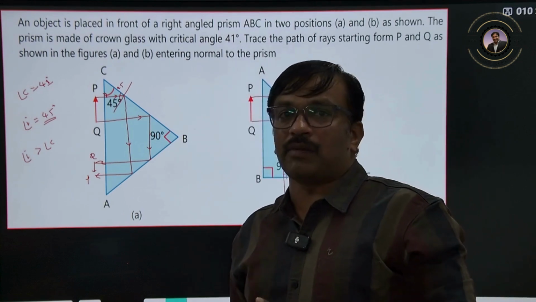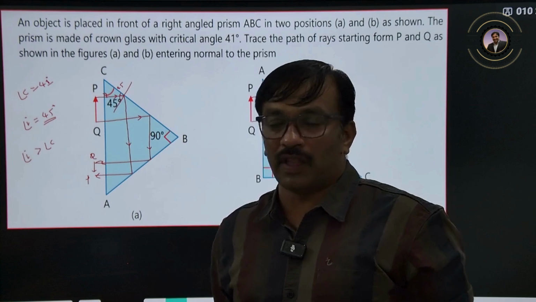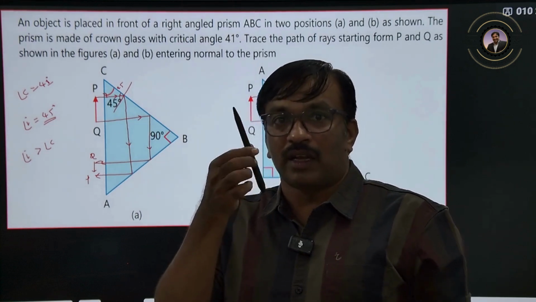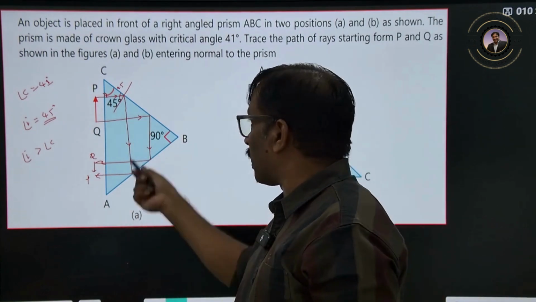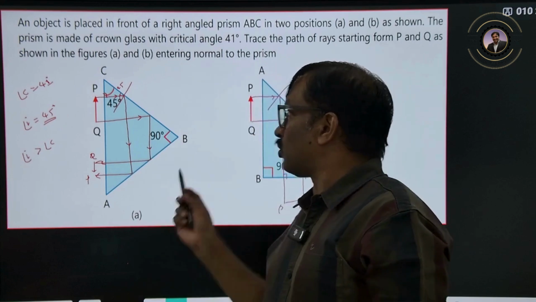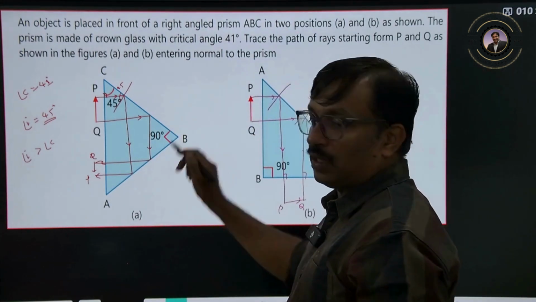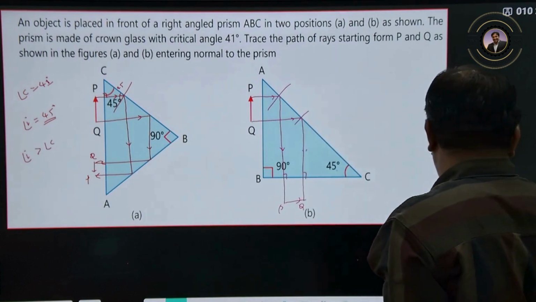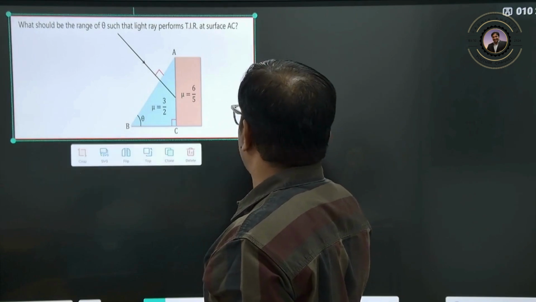So even this prism uses total internal reflection to invert the image. Therefore, sometimes the object should be in this way, no? So you can make an inverted image by using total internal reflection in the mirrors, in the prisms. So this is one interesting question, most important, no?